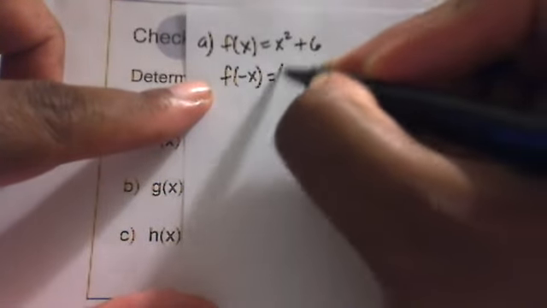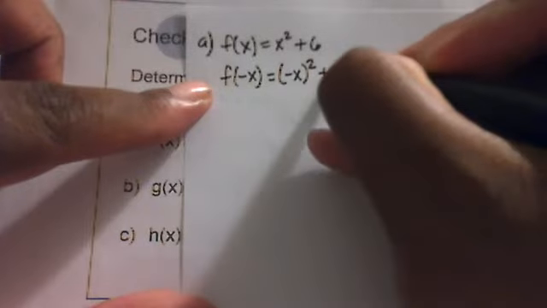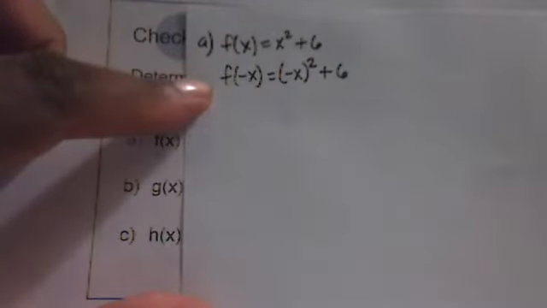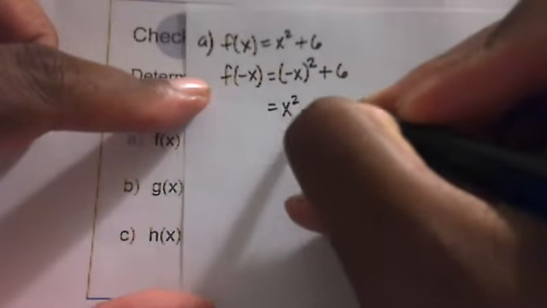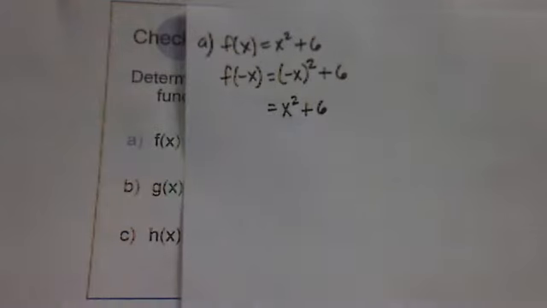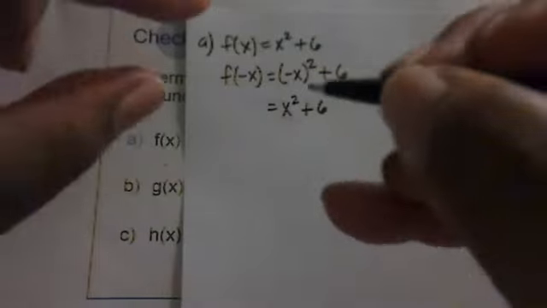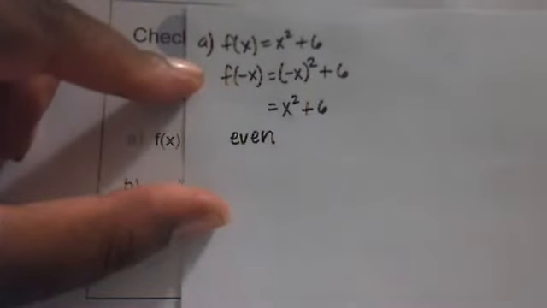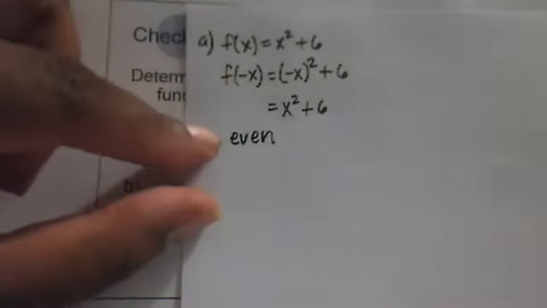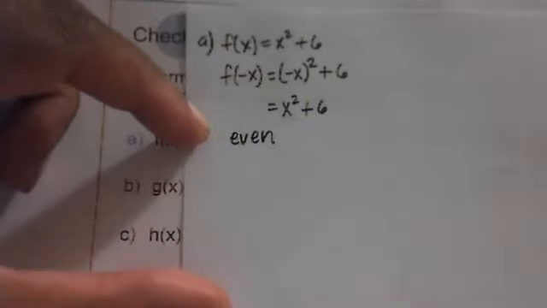So when x is replaced with negative x, you're going to have negative x, and that's squared plus 6. Now negative x squared will be negative x times negative x, which will be a positive x squared, and then plus 6. Now compare that with the function f of x. Notice I did get the original equation back when I replaced the x with negative x. So I can conclude that this particular function is an even function, because I came up with the original equation when I replaced the x with negative x.